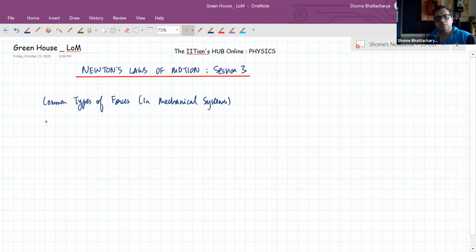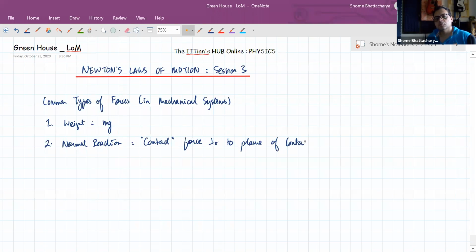Till now we had covered weight or gravitational force. We had discussed the normal reaction force, which is a type of contact force between two surfaces, perpendicular to the plane of contact. Typically we denote it with the symbol N. Now today we will start with the discussion of another type of force called tension.